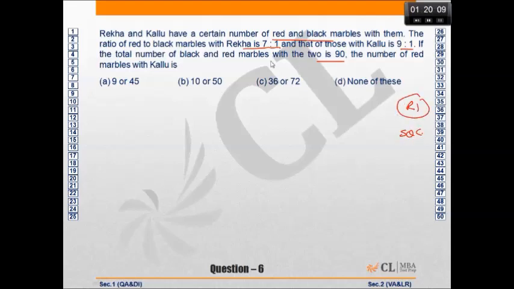What is the number of white marbles with Kallu? If the number of white marbles with Kallu is 9, for him it is 9. If it is 9, the other one is 1, so he's got a total of 10. That means 80, which is a multiple of 8, so this should be fine. Then 45, that means 50. That means there should be 40 again. So choice A is correct.